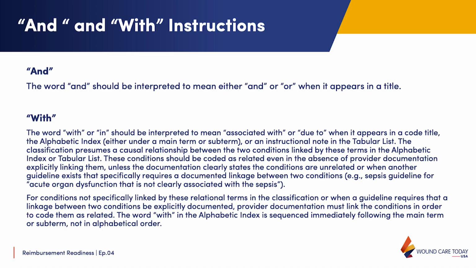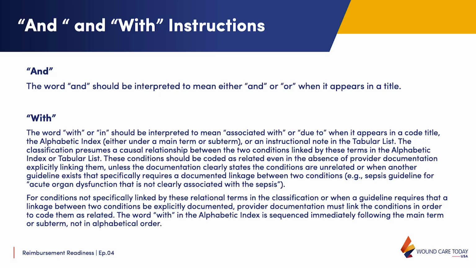The classification presumes the causal relationship between the two conditions linked by these terms in the alphabetic and tabular index. These conditions should be coded as related even in the absence of provider documentation that explicitly links them, unless the documentation clearly states that the conditions are unrelated or when another guideline exists that specifically requires a documented linkage between the two conditions. So, for example, there's a sepsis guideline for acute organ dysfunction that is not clearly associated with sepsis, if you happen to look up that code.